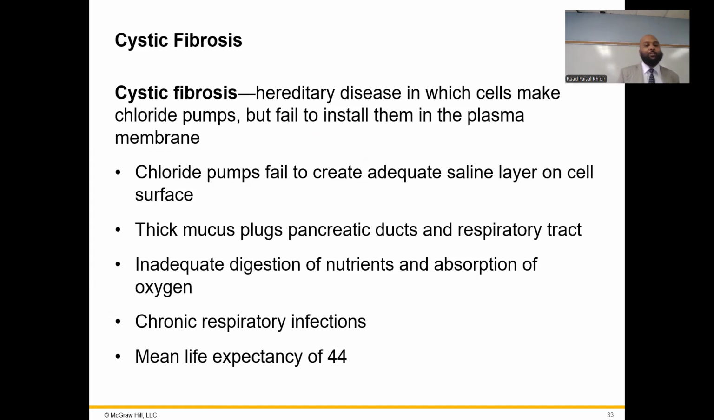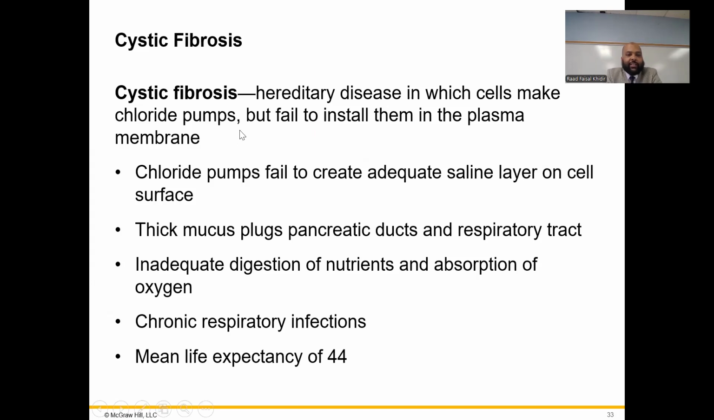So cystic fibrosis is a hereditary disease in which cells make chloride pumps but fail to install them in the plasma membrane. So chloride pumps fail to create an adequate saline layer on the cell surface. So the thick mucus plugs pancreatic ducts and the respiratory duct.